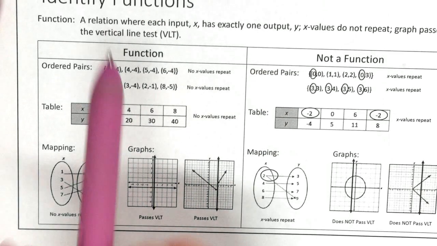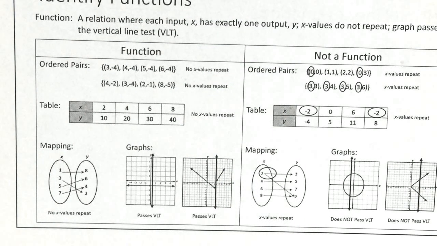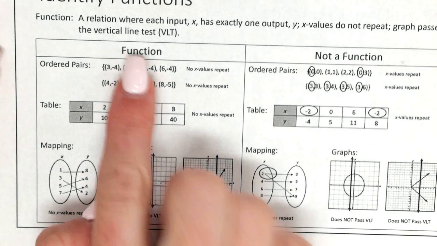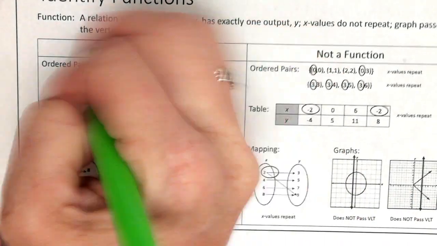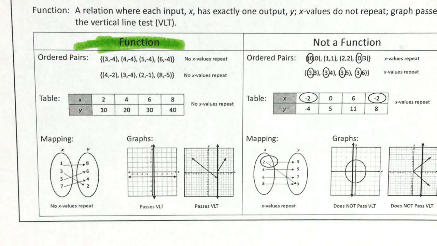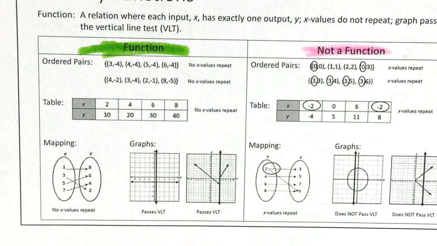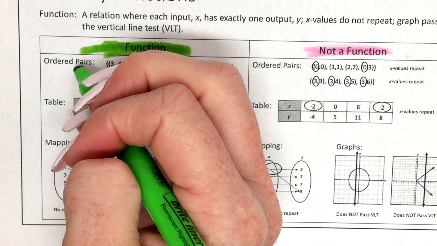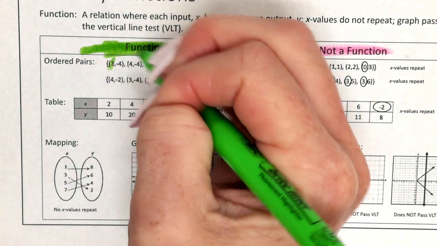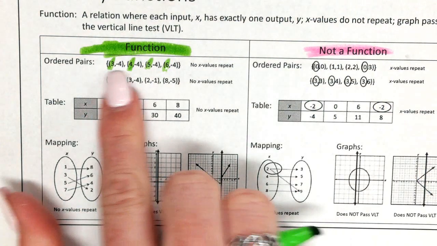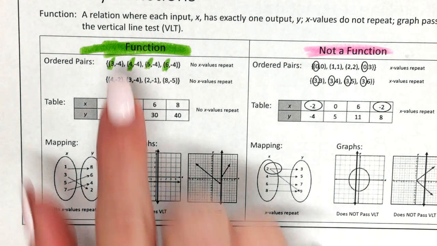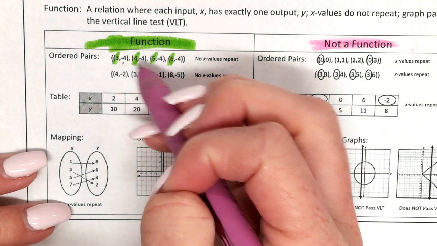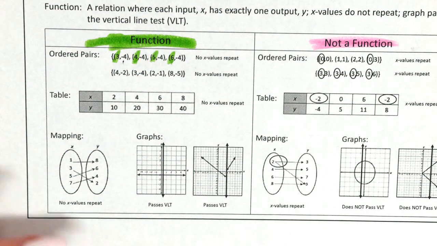Y'all know this. For functions, we only look at the x's. What cannot happen? The x's cannot repeat. So everybody look over here. Everything on this side is a function. Everything on this side is not a function. So let's go look at y. If you're looking at ordered pairs, you only look at the x's. 3, 4, 5, 6. Did anything repeat? No. Do I care that the y's repeated? I do not care about the y's. So this is a function.